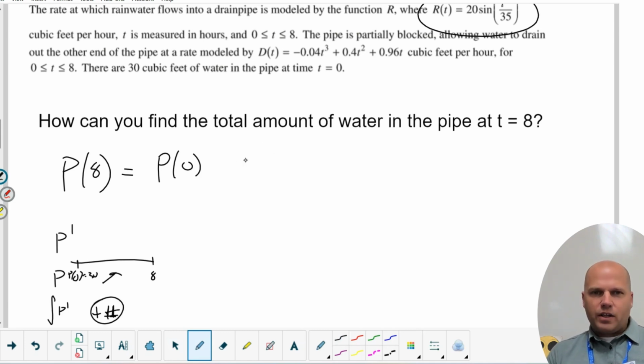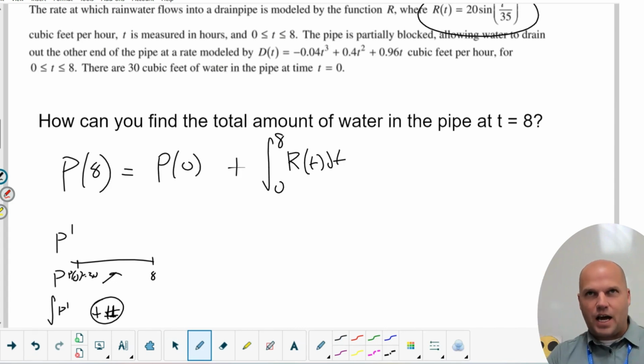For right now, we realize that there are two things going on. We will be adding water coming in, so I'm going to have to add the accumulation of R, because R is a rate in. If you accumulate a rate, you'll get a total. If you go backwards from a velocity, you'll get a position. And we have water going out. It makes sense that I should subtract the water going out.